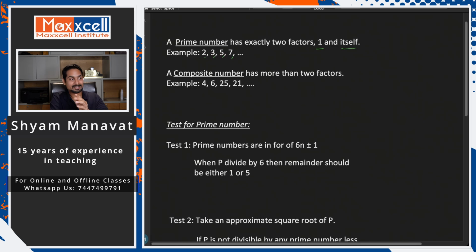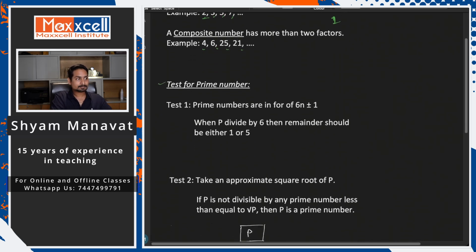Yes, you heard it right. 1 is not a prime number. So the smallest prime number is 2. The only even prime number is 2. A composite number has more than two factors, like 4, 6, 25, 21, which are divisible by numbers more than 2, the number other than 1 and itself also. That's a composite number.